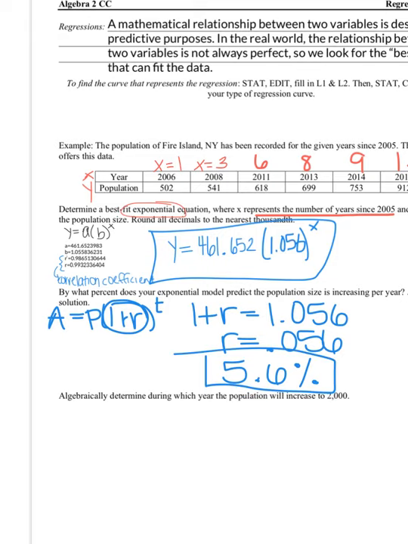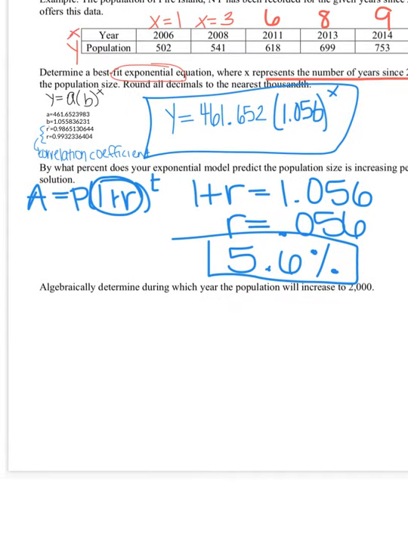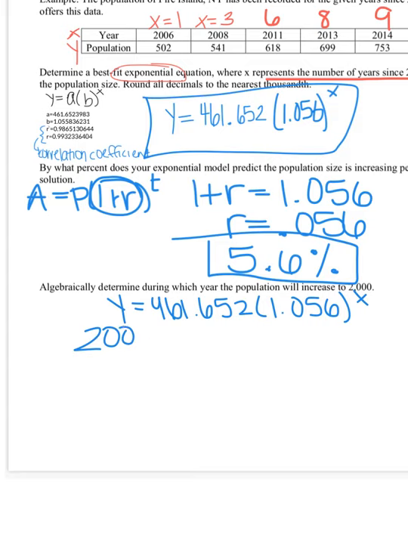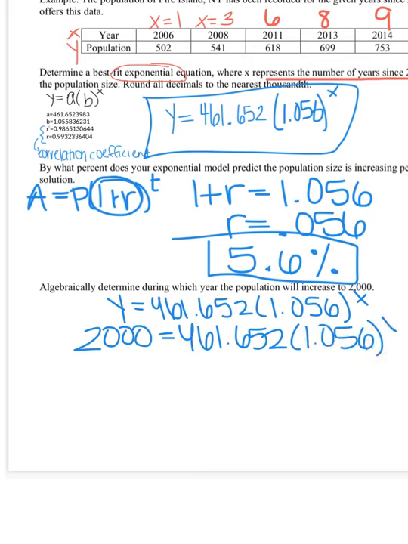So that's your answer. And then the last one, determine during which year the population will increase to 2,000. So this was my equation, y equals 461.652 times 1.056 raised to the power of x. During which year? The year is represented by x. So that means I have to plug something in for y in order to solve for it. So we want the y value to reach 2,000. 2,000 equals 461.652 times 1.056 raised to the power of x.